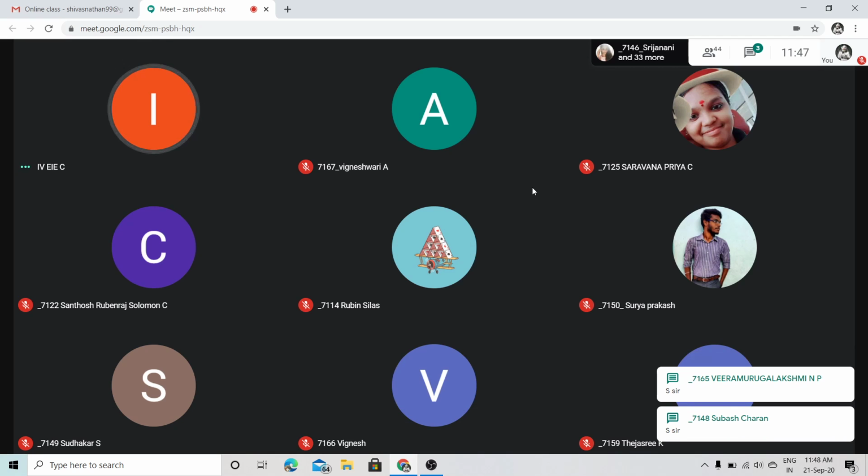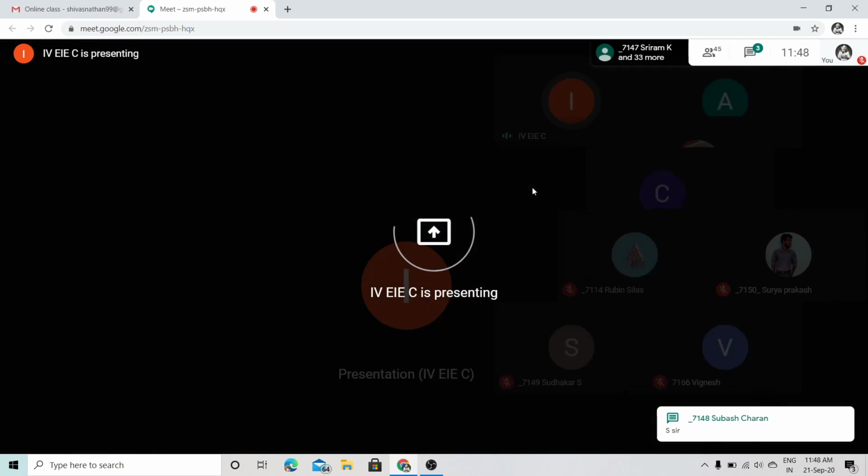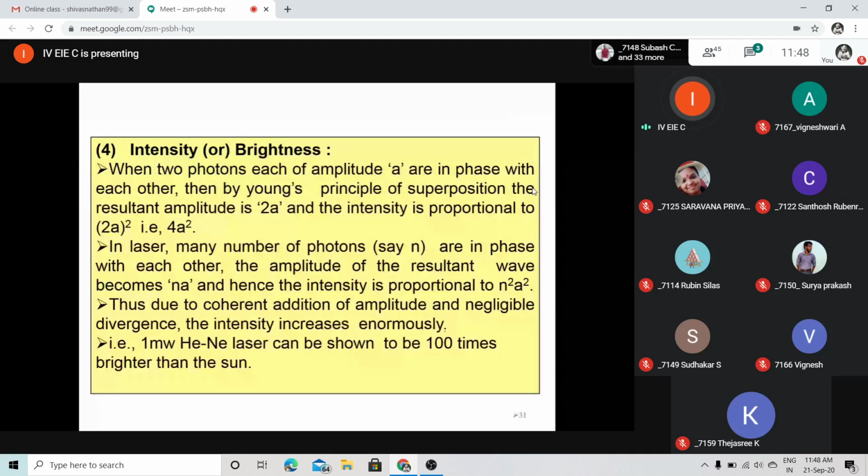Thank you. So the last property associated with the laser is intensity or brightness. This might have been stated before. The intensity and brightness are related together, and a laser will have more intensity compared to the sun. An example I quoted before is that a 1 milliwatt helium neon laser has 100 times more brightness than the sun. This is because of the coherent nature.